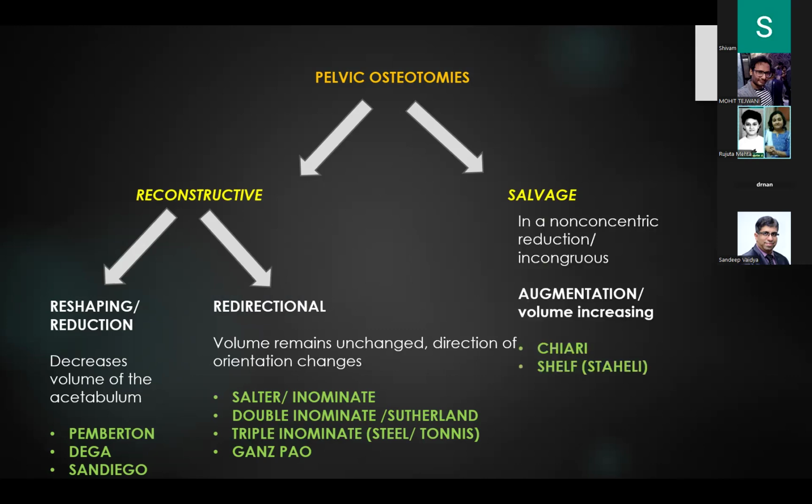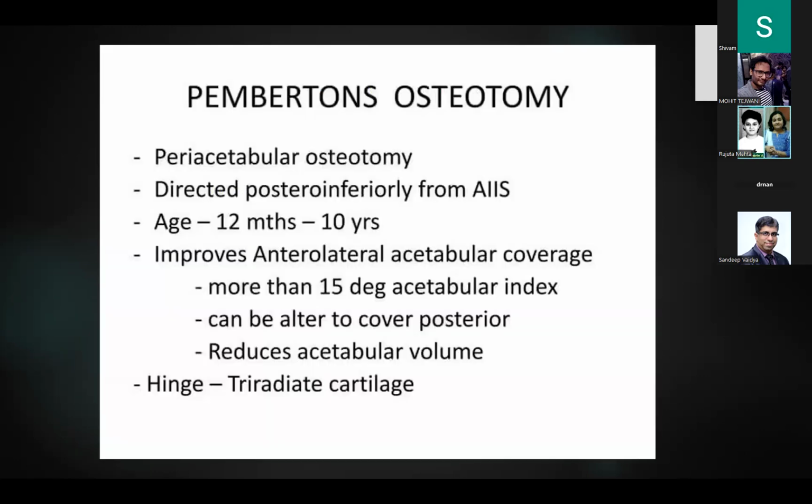In salvage procedures, there is a non-concentric reduction or a non-congruous hip. Here, augmentation has to be done. It is one of the only volume increasing osteotomies where extra coverage is provided to the unreduced femoral head. Here the examples are the Chiari or the shelf or Staheli's osteotomies.